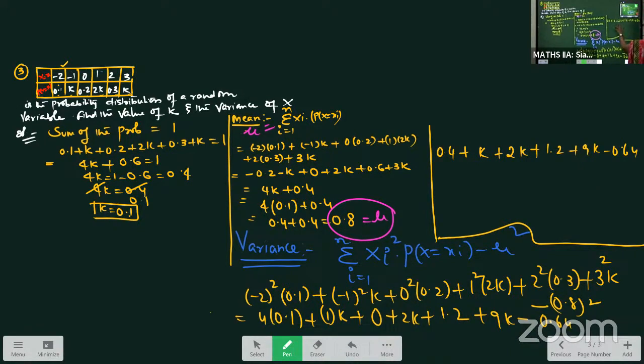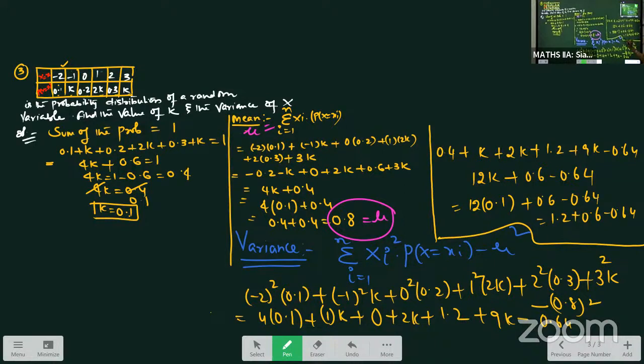So here this is how much? This is 3k, and this we are getting 12k, plus 0.4 plus 0.6, and here 0.6 minus 0.64. So here 12 into, but k's value, how much do we have? K value is 0.1 we have, plus 0.6 minus 0.64. Then this is becoming 1.2 plus 0.6 minus 0.64. Then this is becoming 1.26.